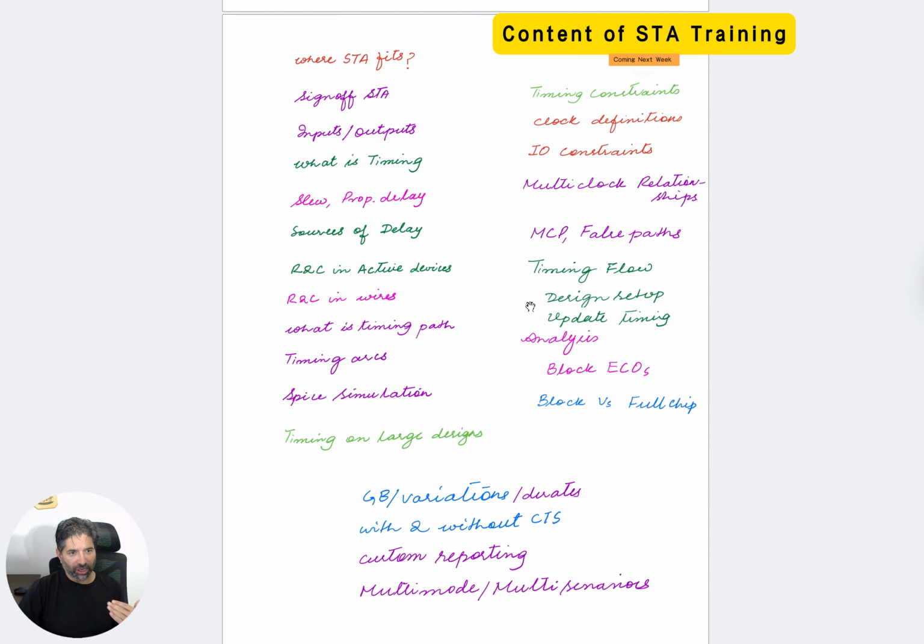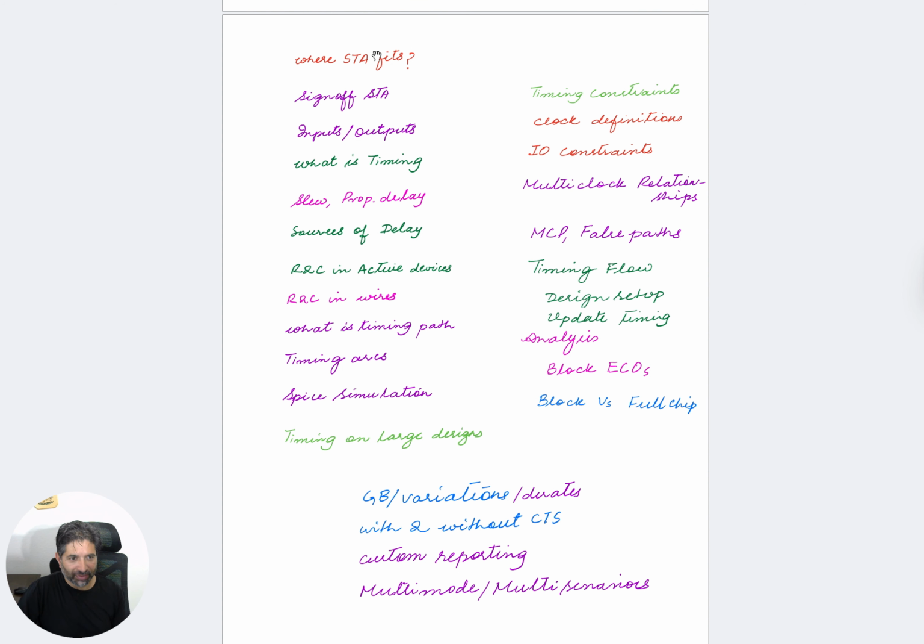I will start with where STA, or static timing analysis, fits. What is the difference between sign-off STA and non-sign-off STA? In an STA flow, what are the typical inputs and outputs? The concept of timing: we are talking about timing, but what is timing? Why do we care about that timing? And what are the two important pieces of that timing? Slew, propagation delay. And why do we have delay? What are the sources of those?